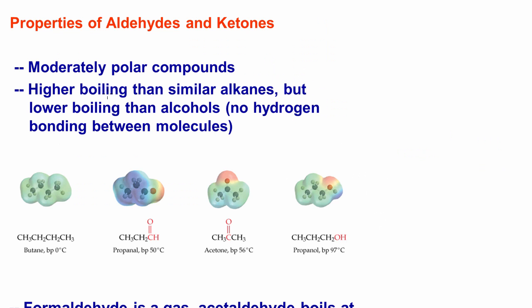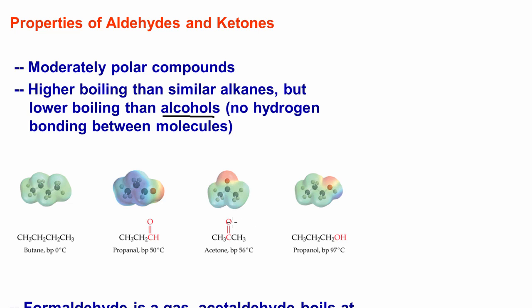So let's look at some properties of aldehydes and ketones. They're moderately polar compounds. They have higher boiling points than similar alkanes. When we talk about similar alkanes, we mean alkanes with similar molecular weights. But they're lower boiling than alcohols. And that's because aldehydes and ketones do not experience intermolecular hydrogen bonding. There is no hydrogen bonded to an oxygen, a fluorine, or a nitrogen.